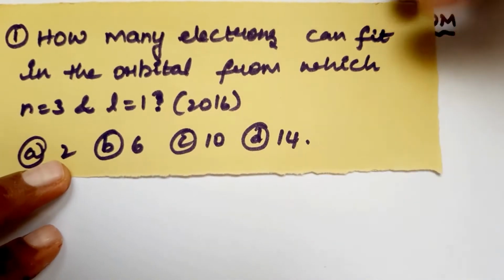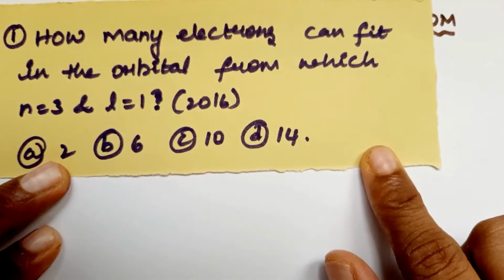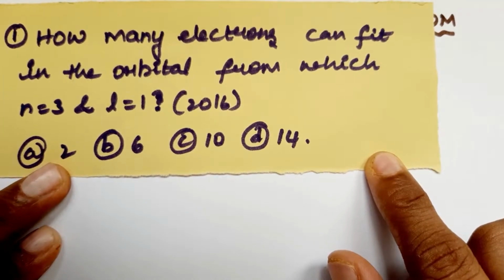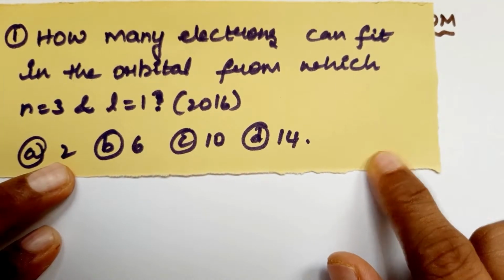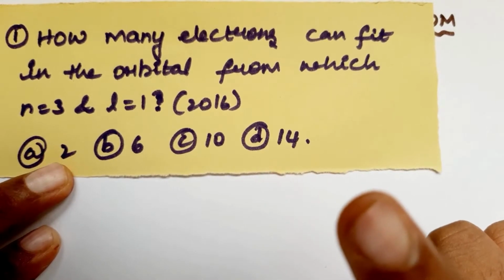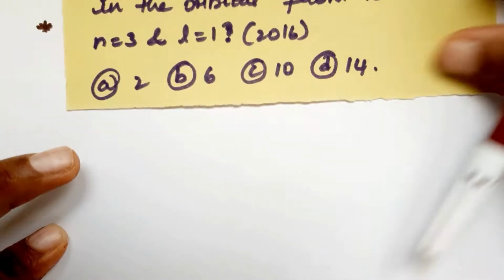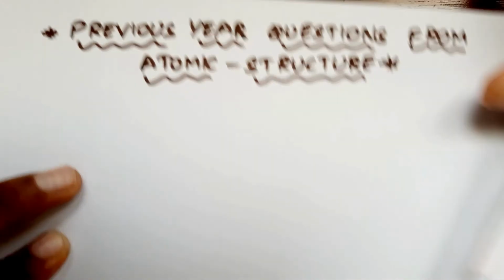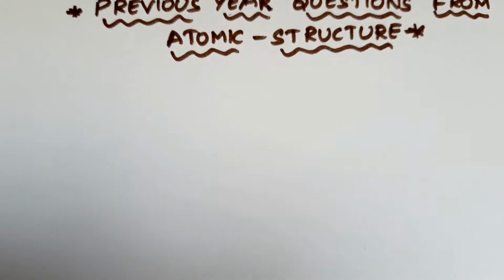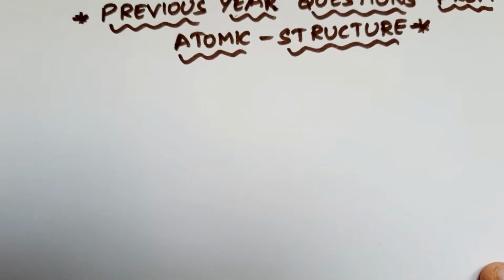How many electrons can fit in the orbital for which n is equal to 3 and l is equal to 1? It is a question from 2016 JEE Mains. If you observe the solution of this question, what is an orbit, students?